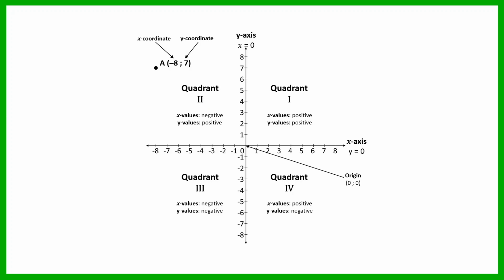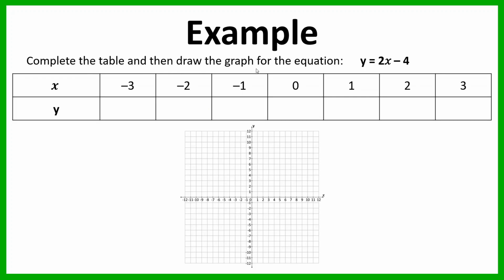Okay, so here's our example over here. We've got the equation y equals 2x minus 4, and we have to complete the table for that equation, and then we have to draw a graph. Okay, so if I take the equation y equals 2x minus 4 and I put in negative 3 for x, that's going to give me 2 times negative 3, which is negative 6. Minus 4 is negative 10. So this over here is going to be negative 10.